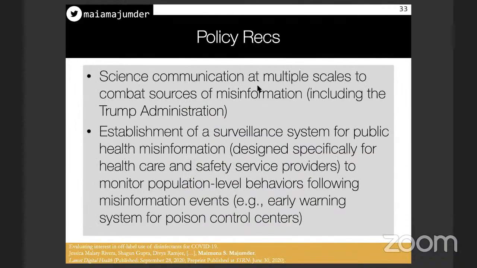Which brings us to the policy recommendations that my research group made following this study. First and foremost, science communication at multiple scales will be necessary to combat sources of misinformation, including the White House, at least until Inauguration Day. Second, a surveillance system for public health misinformation should be established using novel digital data sources that allow us to monitor population-level behaviors following misinformation events. By designing such a system specifically for healthcare and safety service providers, decision-making tools like the early warning system for poison control centers I just mentioned can be effectively brought to fruition.